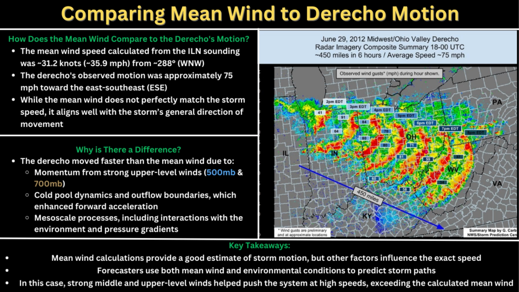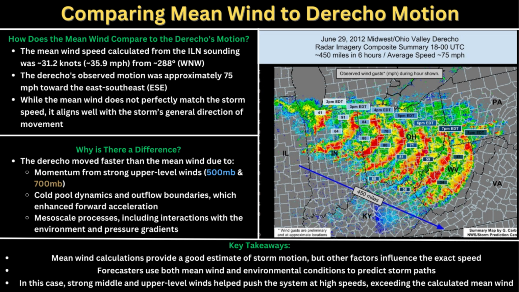This is where we introduce the additional forces that modified the storm's speed and path. Momentum from upper level winds. The winds at 500 and 700 millibars were much stronger than those at the lower levels. These winds provided extra push, enhancing the forward motion of the Derecho beyond what the mean wind alone would suggest. Stronger upper level winds mean faster moving storms, and in this case, they contributed significantly to the Derecho's rapid movement.